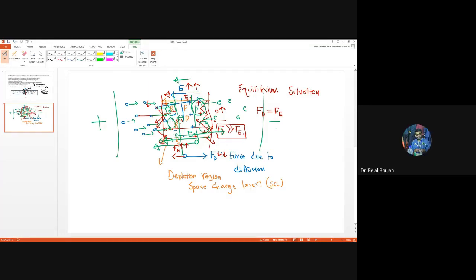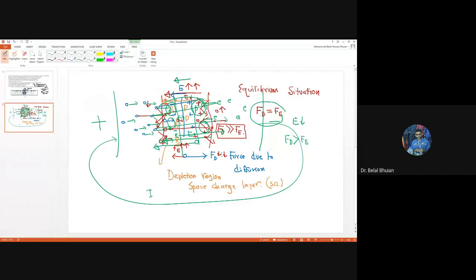So if it is a smaller electric field, what will happen? You see the charge balance: at equilibrium we have FD equal to FE. Now since the electric field has become smaller, FD is again much bigger than FE. So the holes will start to diffuse again, from p side to n side, and electrons will diffuse from n side to p side. We have our diffusion process started again, and that will come out from the external circuit. So we are going to have a flow of current.